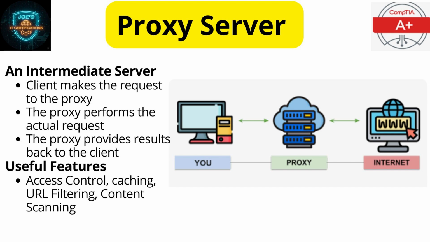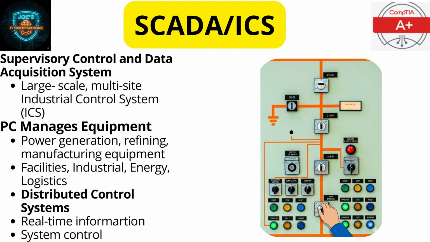If you work in an organization that has a lot of industrial equipment, then you're probably familiar with SCADA or ICS. SCADA is the Supervisory Control and Data Acquisition System. You might also see this referred to as an Industrial Control System, or ICS. So if you work for a company that provides power services, maybe you work in the oil and gas industry or a manufacturing company, you're probably very familiar with controlling that large-scale equipment using the SCADA technology.